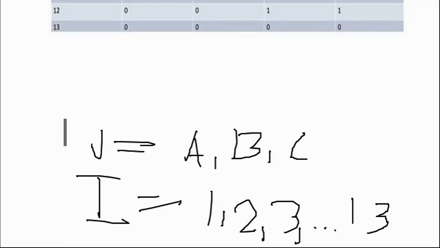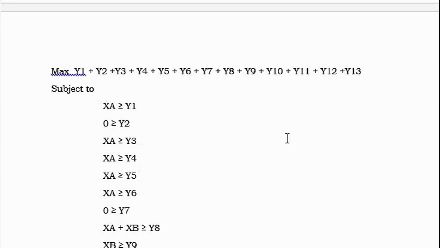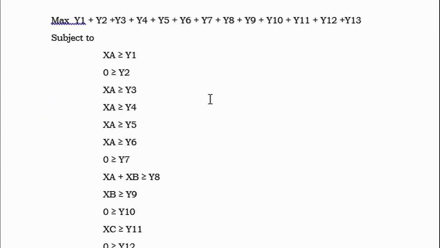And then we have the formulation of our problem. Our decision variables are j equal to A, B, C, and i is 1 to 13, and are considered as binary. So here, remember our objective. Our objective is to maximize the demand covered.